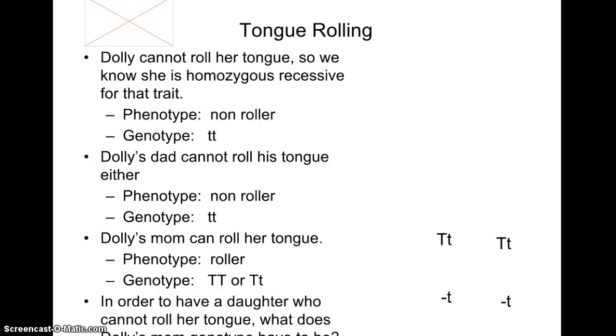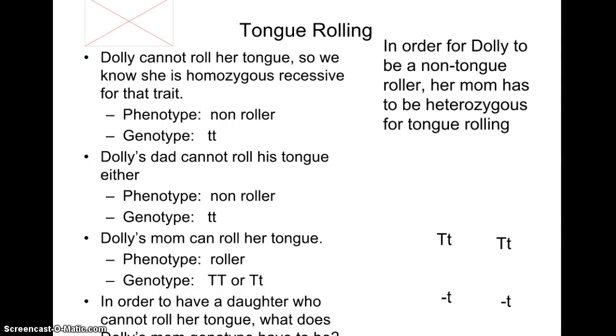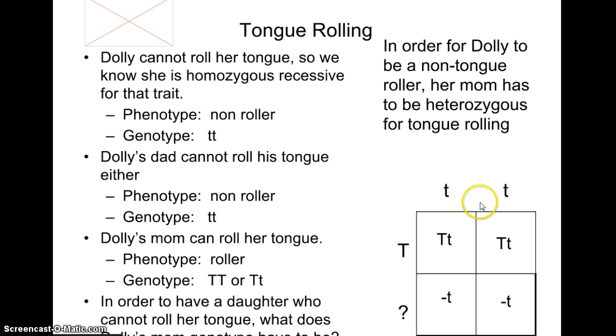So in order to have a daughter who cannot roll her tongue, her mom has to be heterozygous. And if you look here at this Punnett square, in order to have a daughter who can't roll her tongue, she had to get a little t right there.